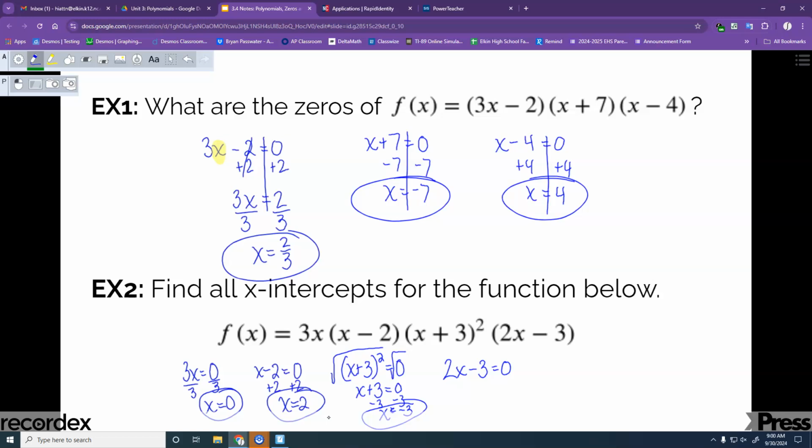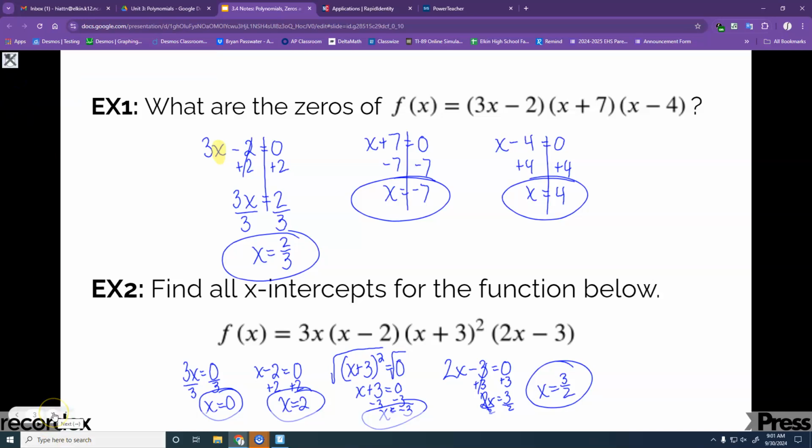This last one is a little bit trickier, but it's not too bad. Alex, what would I do for that last one? Add the 3 first. So 2x equals 3. And then what do I do, Alex? Divide by 2. Good. And so we'll get x equals 3 halves for that. You can always graph it, look for the x-intercepts, and you're going to get the same thing, except it will give you decimals instead of fractions, like that 3 halves.